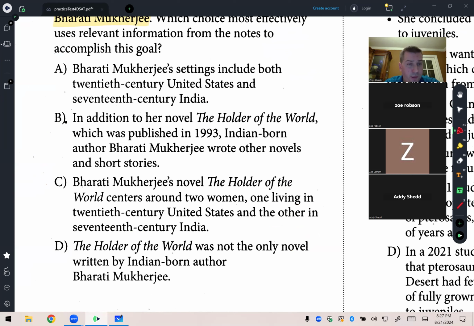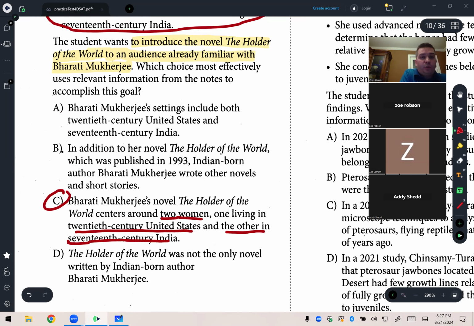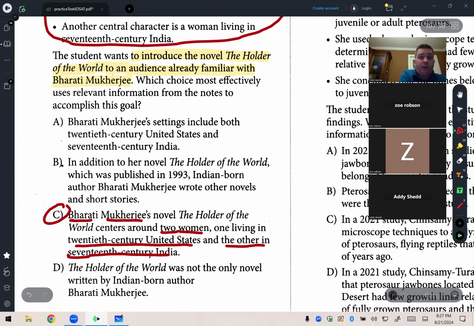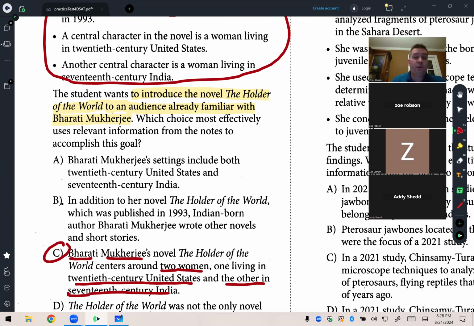I'm going to consider answer choice C. Bharati Mukherjee's novel, The Holder of the World, centers around two women, one living in 20th century United States and the other in 17th century India. That is the best way I can combine those three bullet points. We learned this is a novel. You already know who this person is because you're familiar with this author. They tell us that. So we're just saying, hey, this is a novel. That's the name of it. And here are two characters in the novel. That's it. And the other answer choices won't do this.